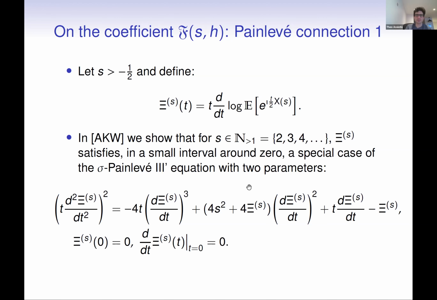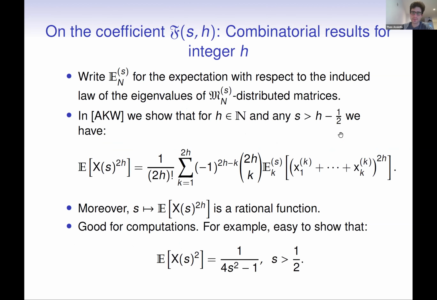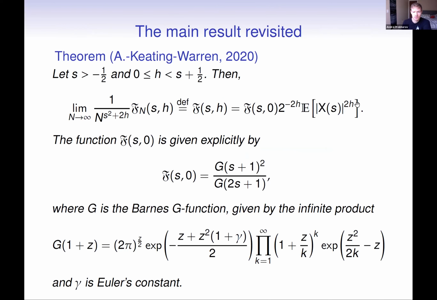And what is the dependence on h in this? h only appears as a moment. All the information is in XS. So h comes afterwards. First I understand XS and then I do the rest.